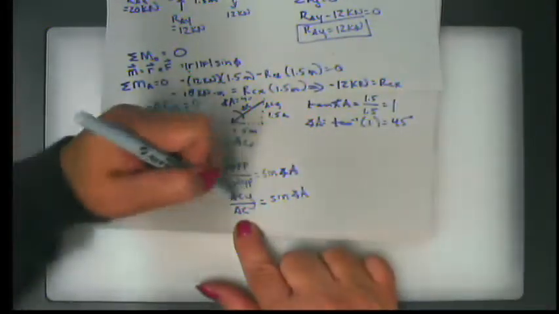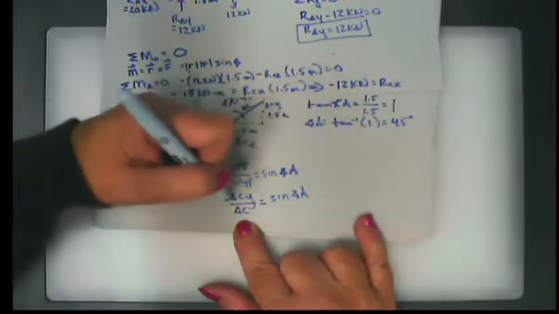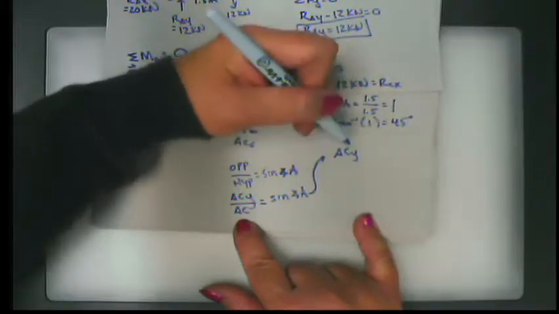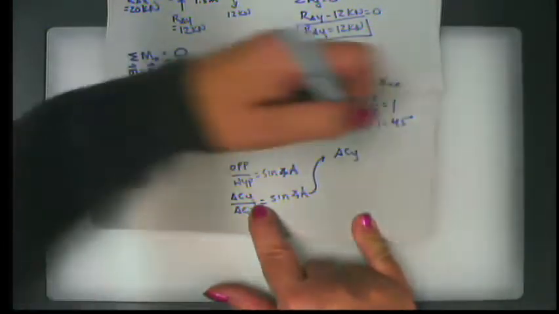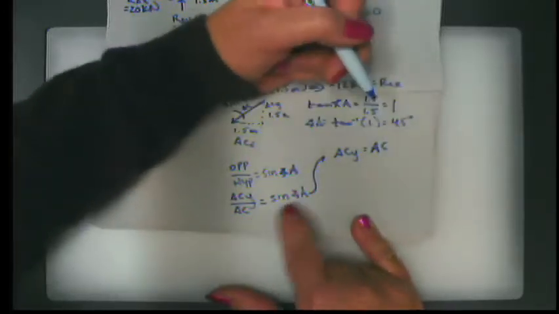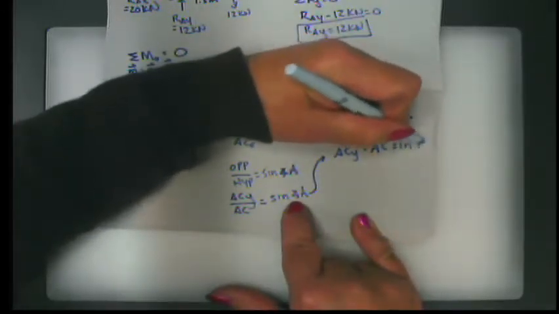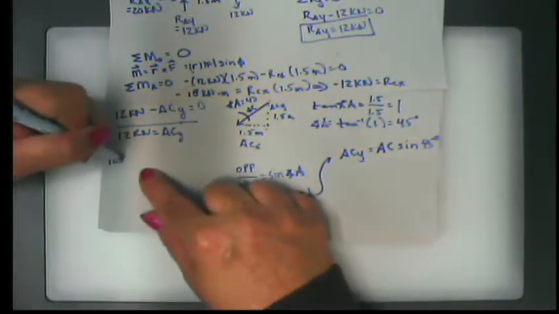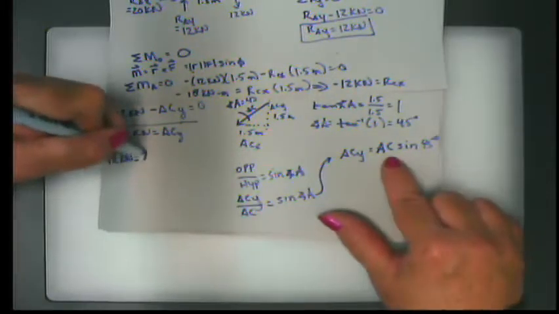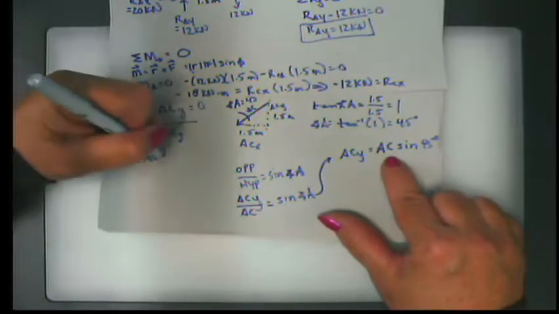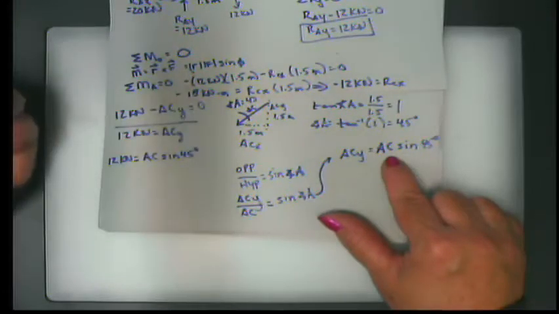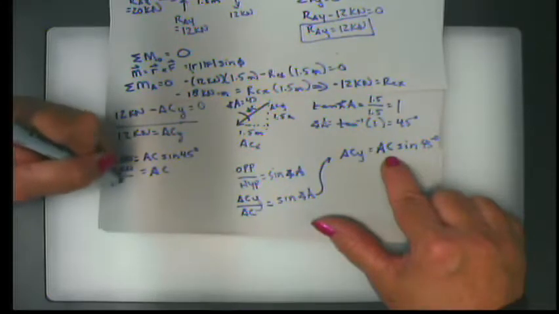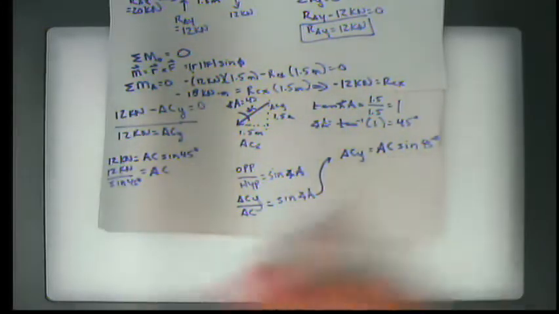Or we could say that, I'm going to draw this right up here, sorry, to make a little jog. AC in the y direction, or the component of AC in the y direction, is then equal to the entire force AC times the sine of the angle at A, which is 45 degrees. And I can plug that in right here. So I can say 12 kilonewtons is equal to the magnitude of the force in AC times the sine of 45 degrees. Or the force in AC is equal to 12 kilonewtons divided by the sine of 45 degrees. Right?